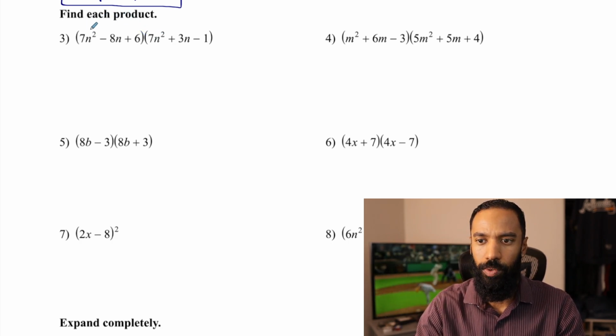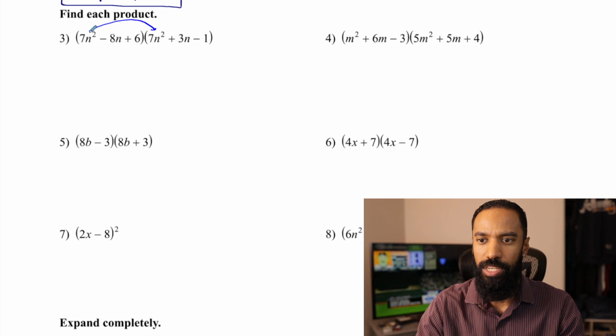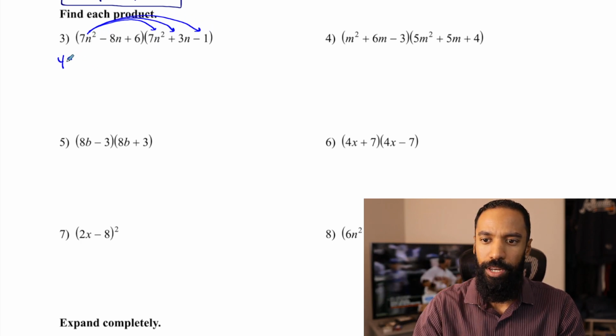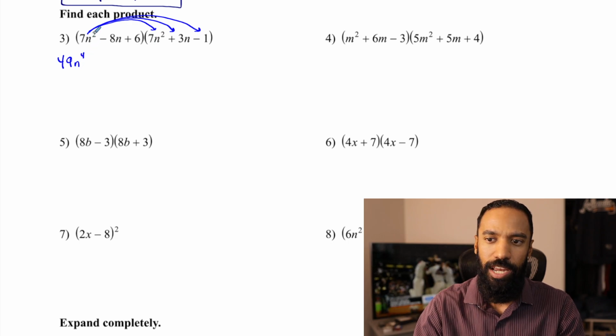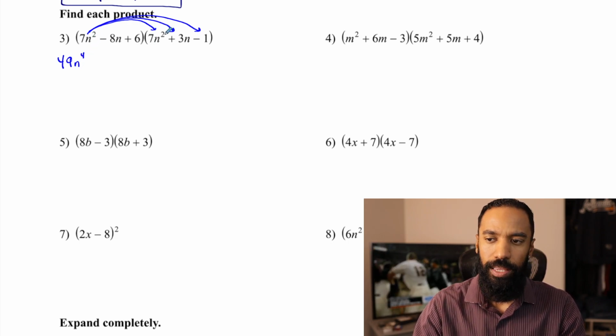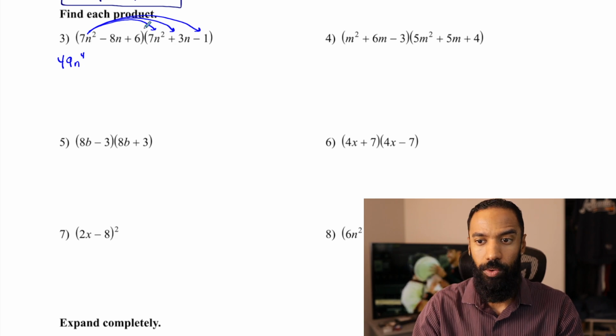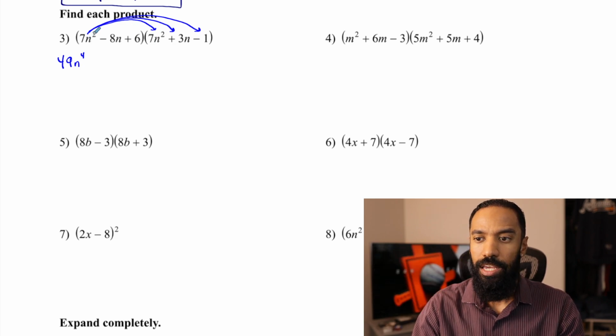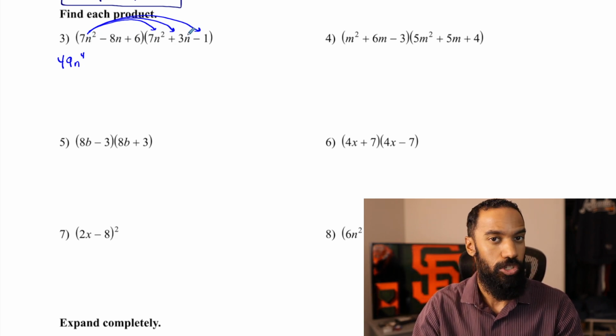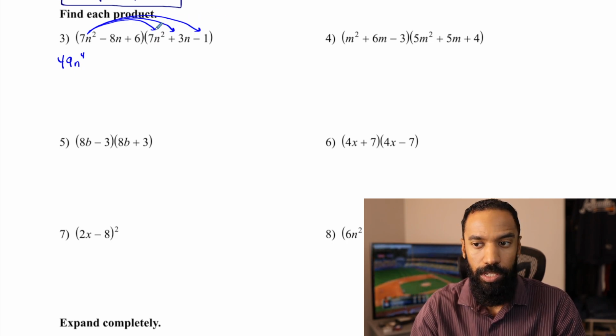So let's start with the first 3. 7n squared will multiply with 7n squared, 3n, and negative 1. We're going to get 49n to the 4th. And that's not from 2 times 2, that's from 2 plus 2. n squared times n squared is n to the 4th from 2 plus 2, because n squared times n isn't just 2 times 1 being 2, it's 2 plus 1.